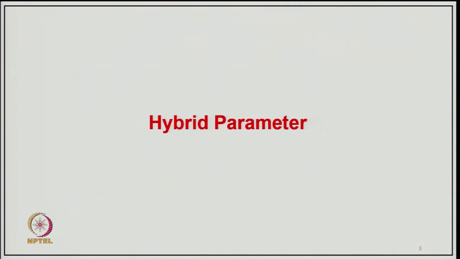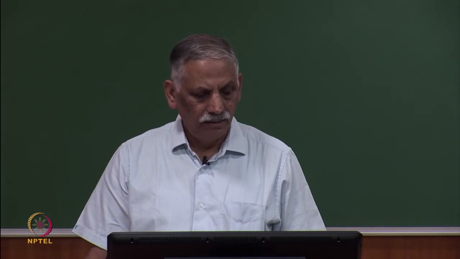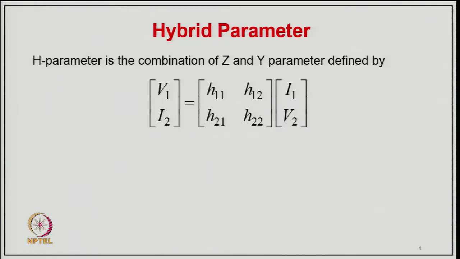So, coming to the third set of parameters, which we call hybrid parameters. These hybrid parameters are a combination of impedance and admittance parameters, which we already discussed in the last class, and these parameters are used in many applications, especially for the computation or analysis of transistor amplifiers, which we will discuss in the next few topics.